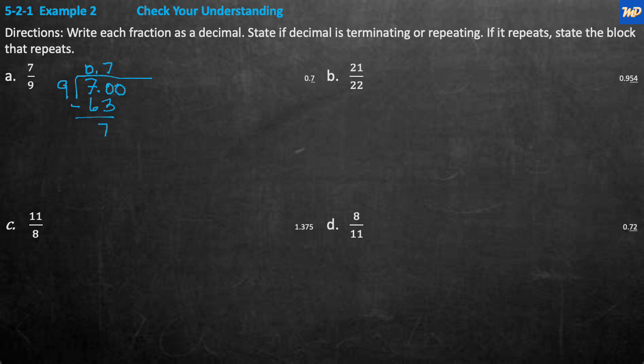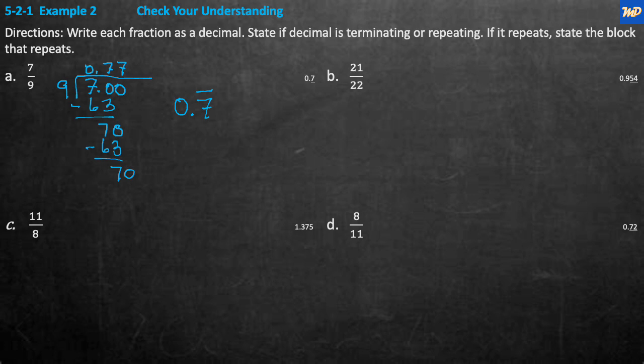Add a 0 here. Bring down the 0. And again, 9 goes into 70. Yes, 7 times. 7 times 9 is 63. We subtract 63 and we get a 7. Bring down another 0. You see the repeating pattern? Yes, you do. So the answer here is 0.7 repeating, because the 7s go on forever.